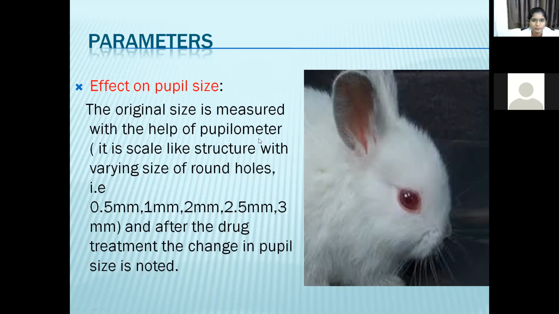The pupillometer is nothing but a scale-like structure with varying sizes of round holes, starting from 0.5 mm, then 1 mm, 2 mm, like that. After the drug treatment, the change in pupil size is noted. After adding the drug, changes will be there in the pupil size.